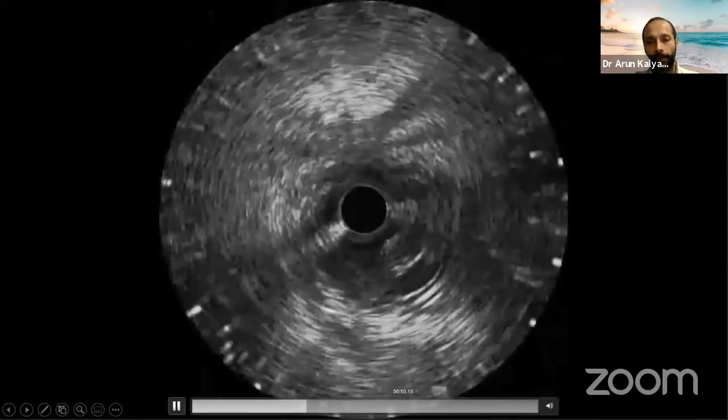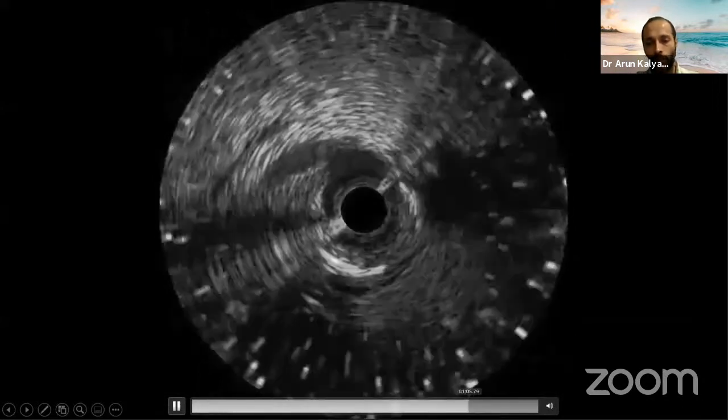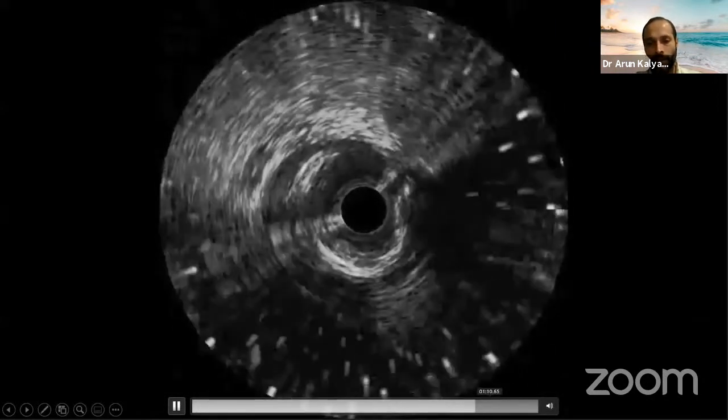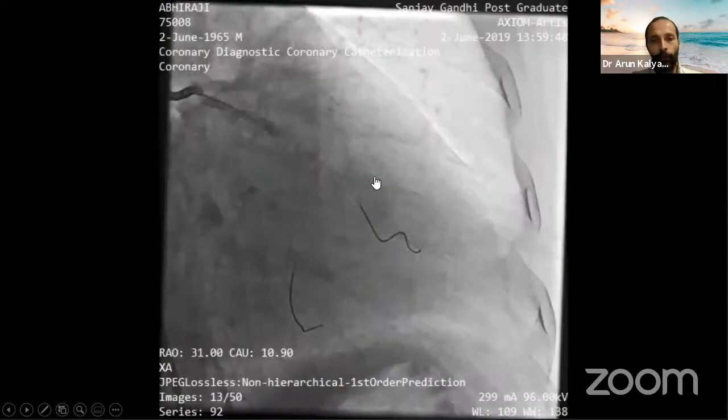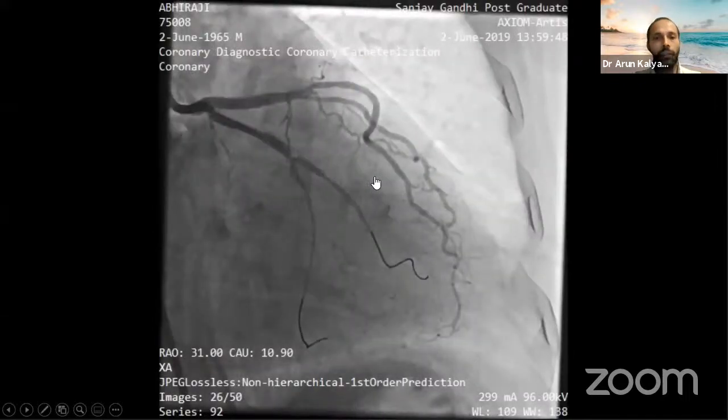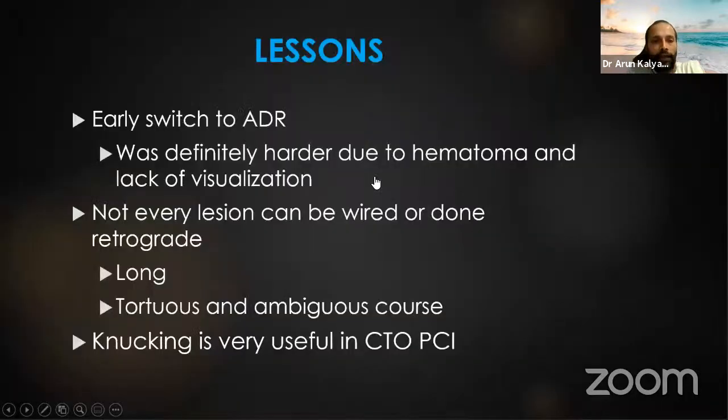And then proximally, it was true lumen. So in the interest of time, I'm just going to skip to this. So this is just plaque and true lumen. So once you confirm this post-stent, you're good. And that was the end of the case.